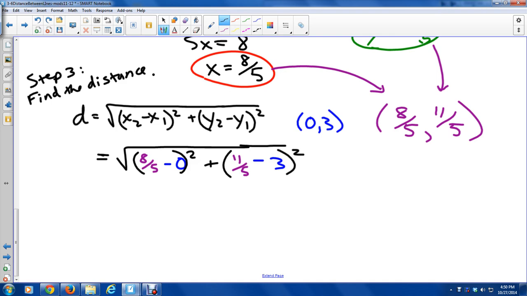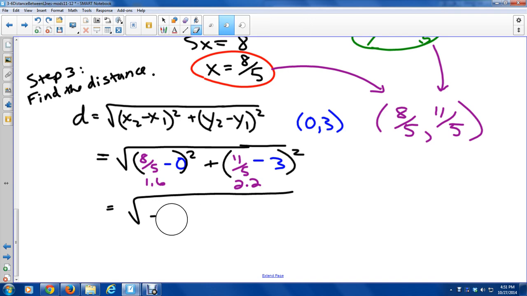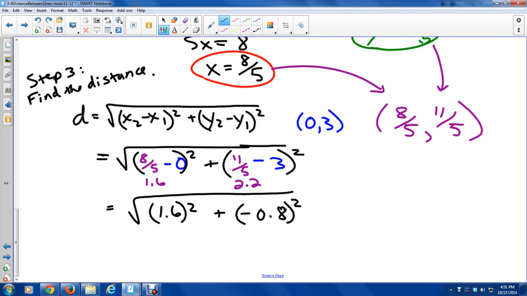Ultimately we can't get an exact answer for a radical problem if we do have a fraction. So at this point, just to make life a little easier, if you want to go to a decimal, that's fine. 8/5 is really, we said 1.6, and 11/5 is really 2.2. So if you want to change it to decimals, go ahead. I'm going to get 1.6 quantity squared plus a negative 0.8 quantity squared. Use your calculator, plug it in.